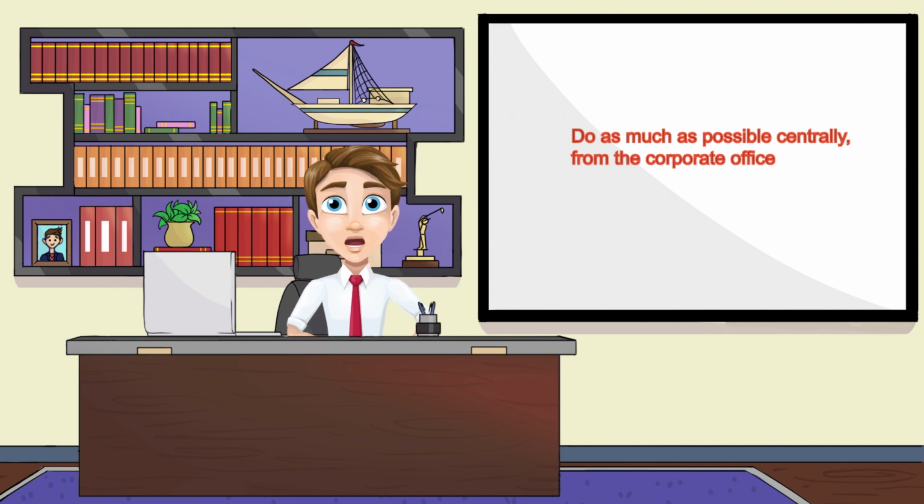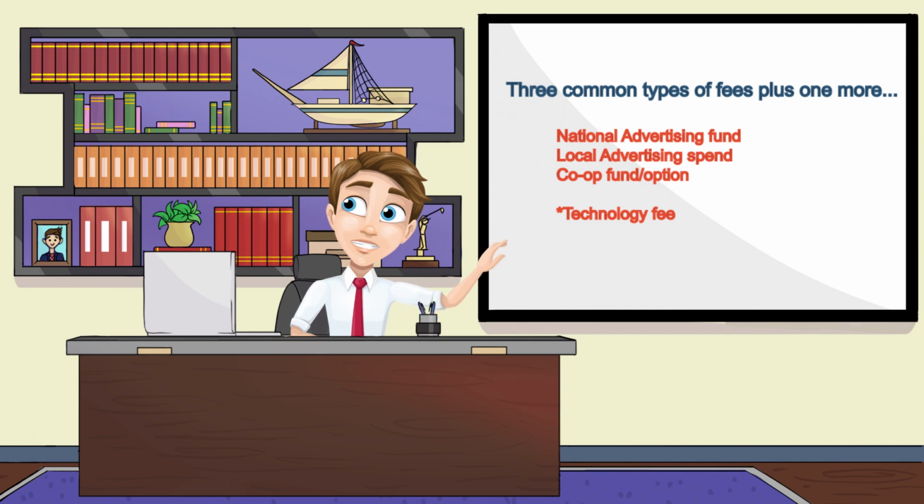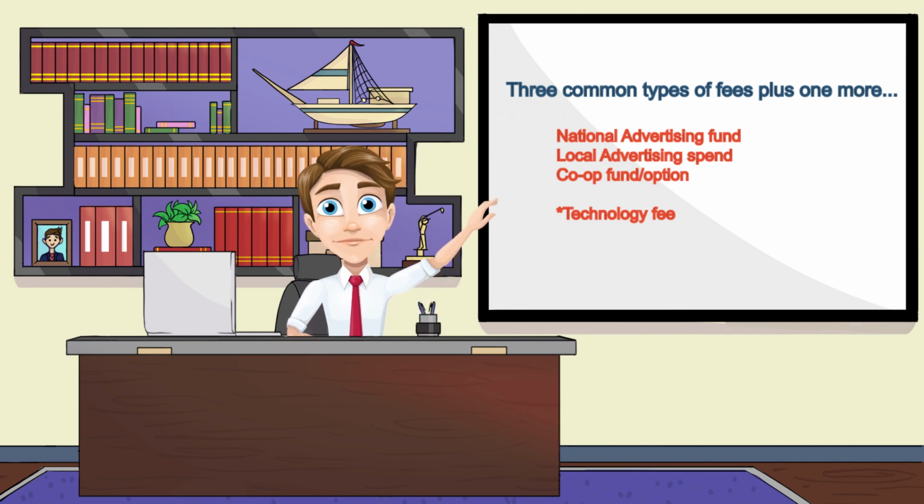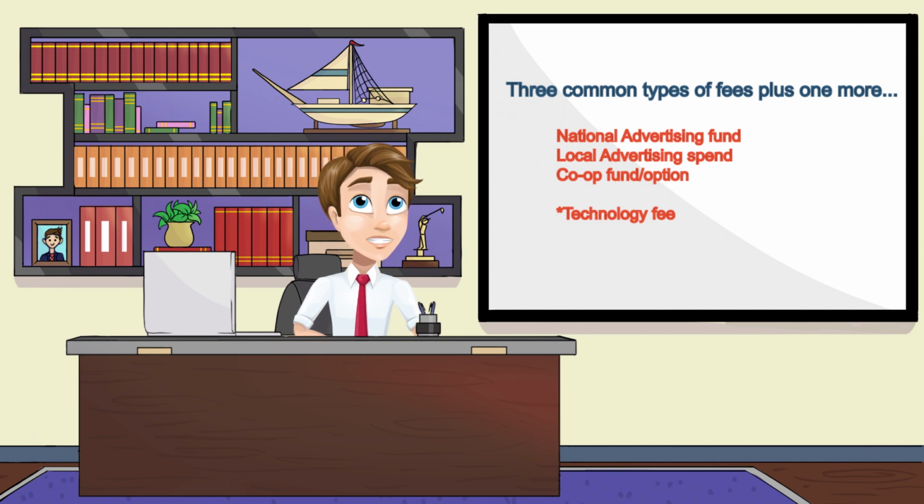So as far as the different funds, we typically have a national fund, which can be referred to as a national advertising fund, an advertising fund, a national marketing fund, and all sorts of different things. And then we typically have a local spend, which we just discussed a little bit. And then you'll have a co-op, which is usually the combination of the first two, meaning the franchisor can take the contributions that a franchisee must make every month to their local marketing and the national marketing, and they can combine them and direct them for special projects.